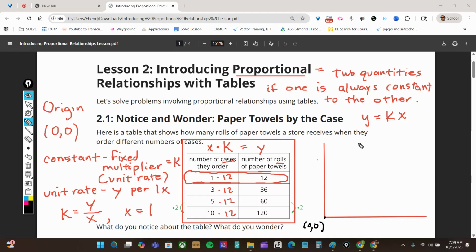So down here on the bottom, we're going to do 2, 4, 6, 8, 10. All right. Don't have to be perfect. You're just trying to get the concept.